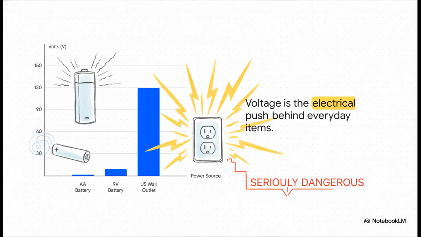And you see this concept of push everywhere in your daily life. A little AA battery, that's got a tiny 1.5-volt push. A 9-volt battery, the square ones, gives you a bit more of a kick. But your standard wall outlet, whoa, that's a powerful 120-volt push, and that's exactly what makes it so dangerous.